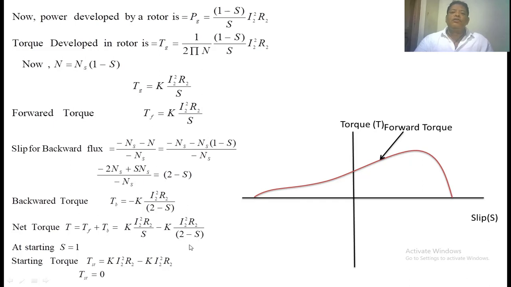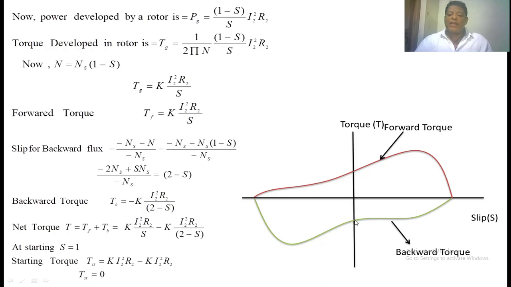Now we want to find out how much torque is developed in the induction motor at the time of starting. So I have to take s equal to 1. If we take s equal to 1 in the above equation, the starting torque developed in a single phase induction motor comes to 0. This is the profile of the graph of the torque developed in a single phase induction motor due to the backward flux, so we call it the backward torque. Starting torque is nothing but the torque where slip equals 1. This is the point where the slip equals 1.